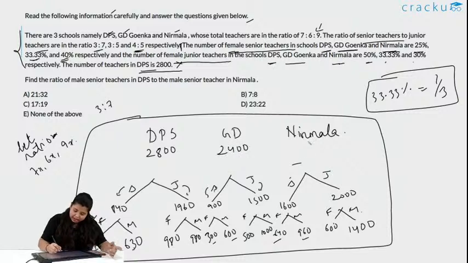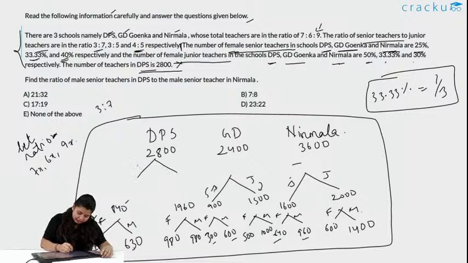2400 and this is 3600. Now, the division is senior junior, this is 840 and this is 1960. Similarly, this is 900 and this is 1500.